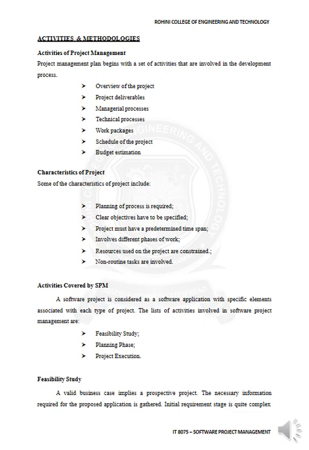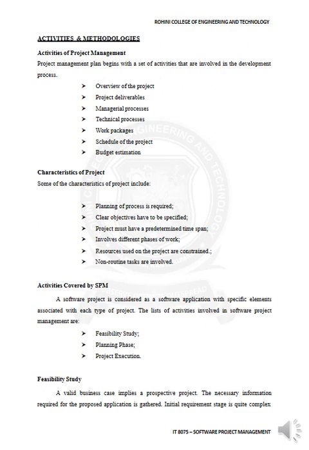Project management plan begins with a set of activities that are involved in the development process. So it has the overview of the project, project deliverables, managerial processes, technical processes, work packages, schedule of the project, budget estimation. Then characteristics of the projects include planning of the process, clear objective has to be specified, project must be predetermined. Each and every project will have the time span. It involves different phases of work. So resources used on the project are constrained.